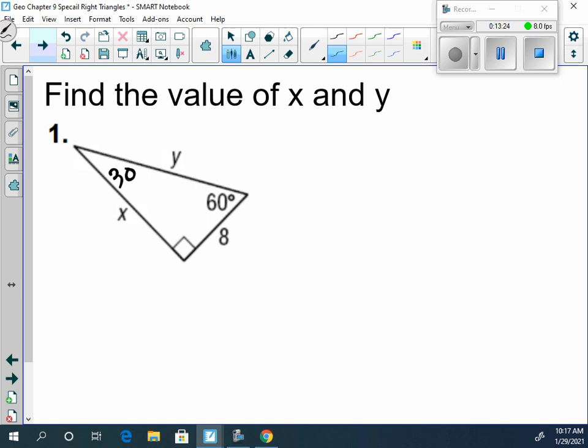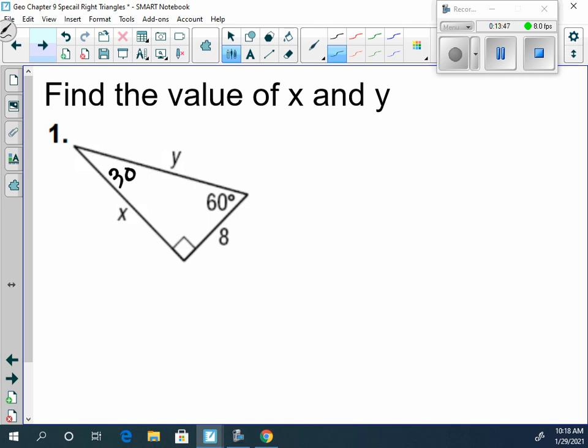The smaller one, so the side opposite 30 degrees, yes? Because the side opposite 30 degrees kind of gives us a reference point to everything else. Because if I know the side opposite 30 degrees, I can multiply it by 2 to get to the hypotenuse, and I can multiply it by the square root of 3 to get the side opposite 60.